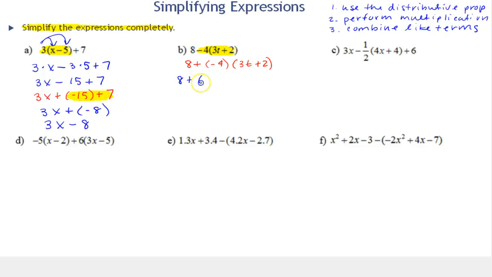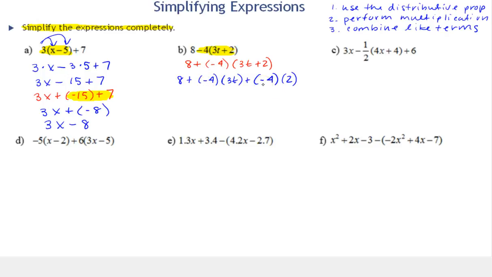8 plus negative 4 times 3t. Now the plus sign, negative 4 times 2. And notice I typically put negative numbers in parentheses, and that way you know that this is representing a negative sign and not a subtraction sign. So we'll frequently be moving back and forth between addition and subtraction by using negatives, but I want to make it clear what that is here.